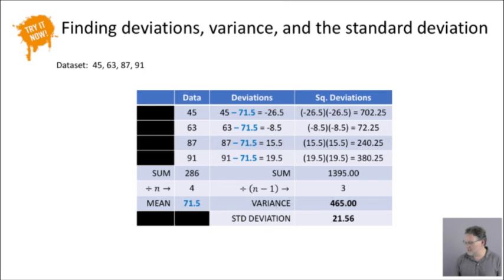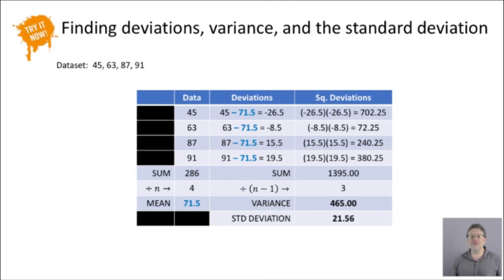702.25, 72.25, 240.25, and 380.25. When we add all those together, we get 1395, and remember, we divide by 3 this time to get a variance of 465, the square root of which is 21.56. So that's our standard deviation there.